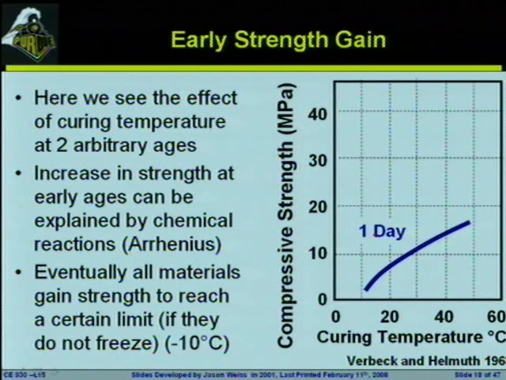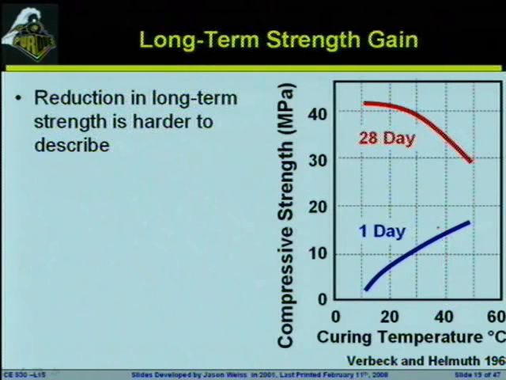This is the same thing that causes your grass to grow faster in June than it did at the end of March. The warmer the system, the faster the reaction. So we're going to see that here. The higher the temperature, the faster the reaction. The basic idea here is at high temperatures, we would get a lot higher strength because the system is simply reacting faster. In theory, all these materials should get to the same long-term strength.